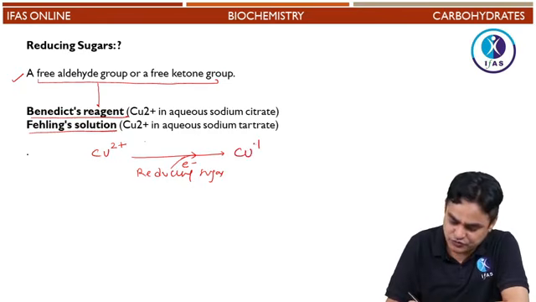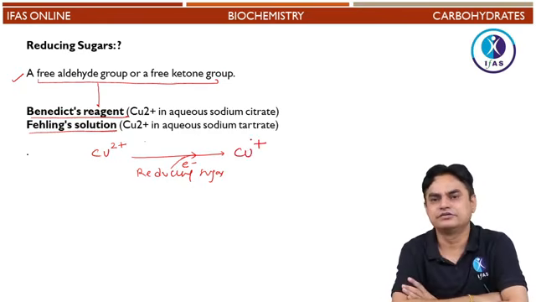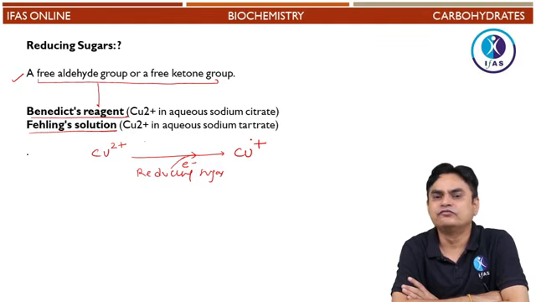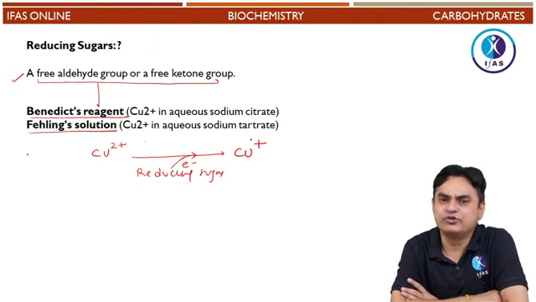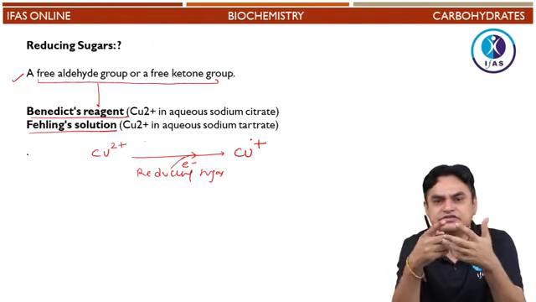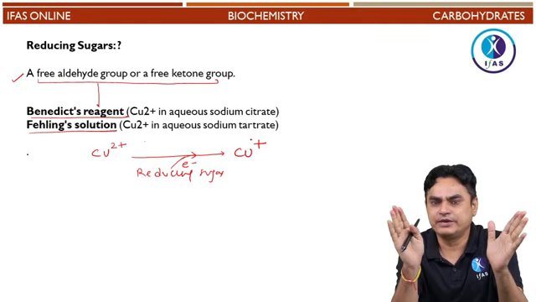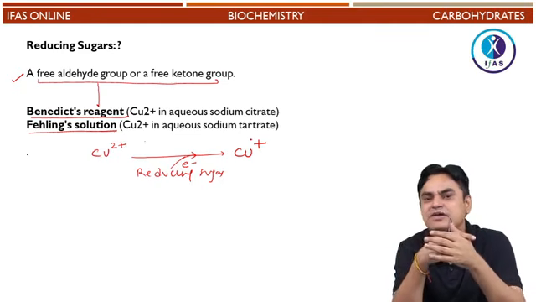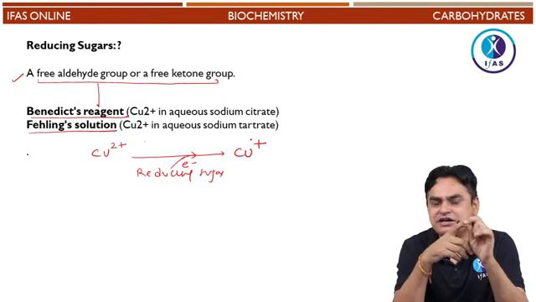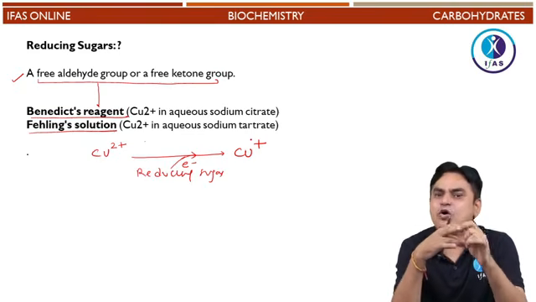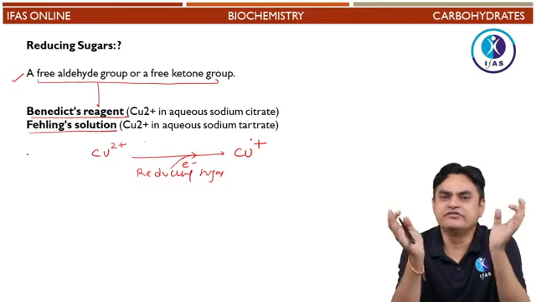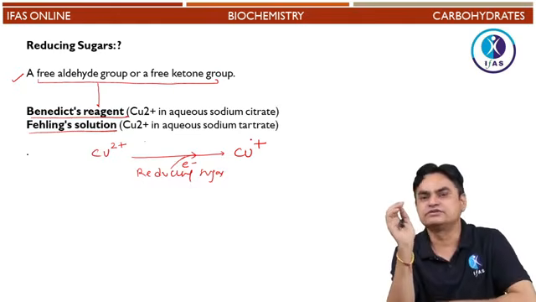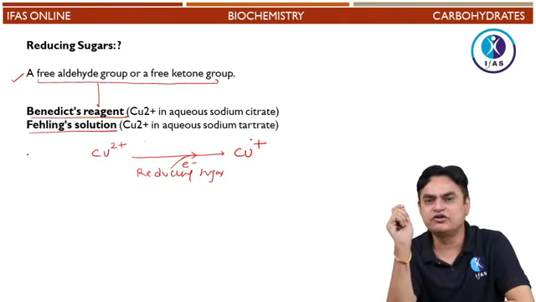It will get reduced to Cu+. To donate an electron, the sugar must have a free aldehyde or ketone group. Even if it is in a ring structure, we will say that it is free. Ring structure doesn't mean that it is participating in bonding. If the hemiacetal carbon, hemiketal carbon, or the aldehyde or ketone group is free and not involved in bonding, we will say that it is able to reduce the Benedict reagent or Fehling reagent.